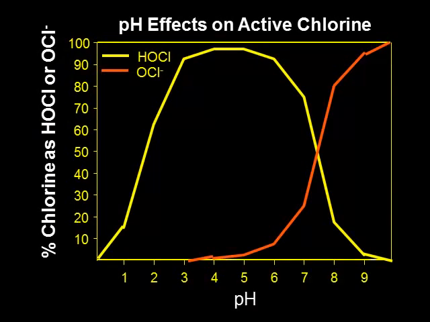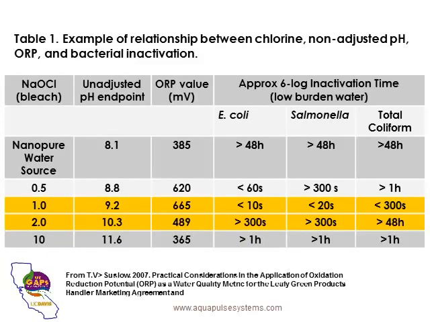This slide shows the same data on a graph format. In a study done by Dr. Trevor Suslow at UC Davis, you can see that at a chlorine level of a half a part per million, you have 620 millivolts of ORP, with slow kill of E. coli, Salmonella, and total coliform. At 1 part per million, even though the pH went up, you have over 650 millivolts of ORP and got excellent kill.